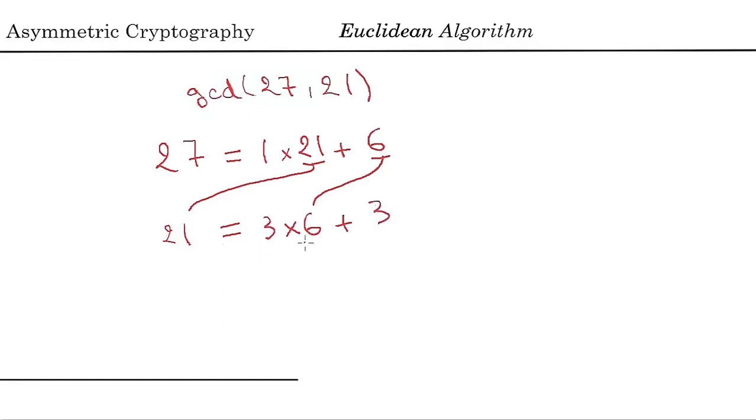Then we do the same step again. We take 6, we put it right here, and 3 and put it right here. So we say 6 is equal to 3 times 2 plus 0. Now once we reach 0, we already know that 0 is not the greatest common divisor. So we go one step back, and we say that 3 is the greatest common divisor.